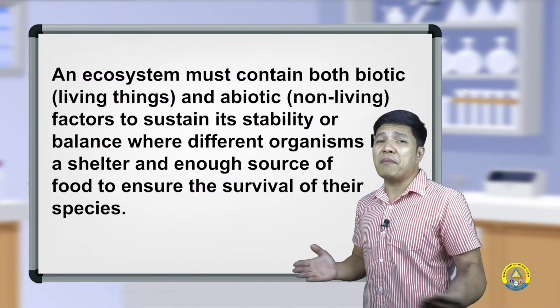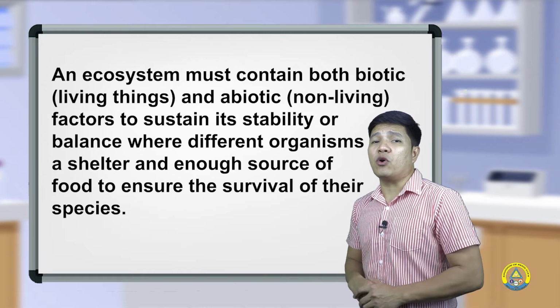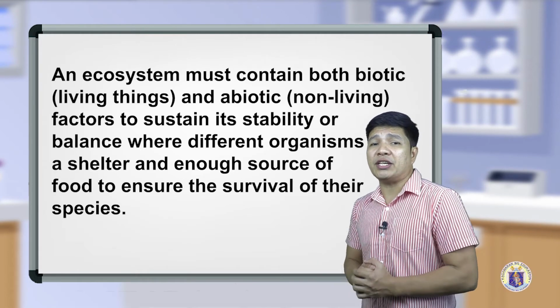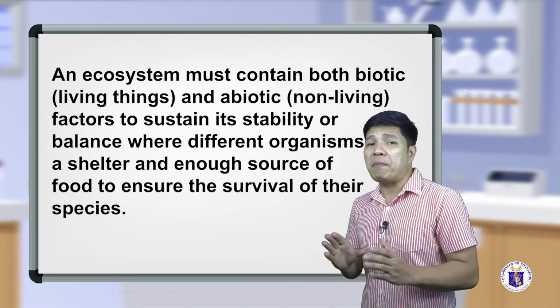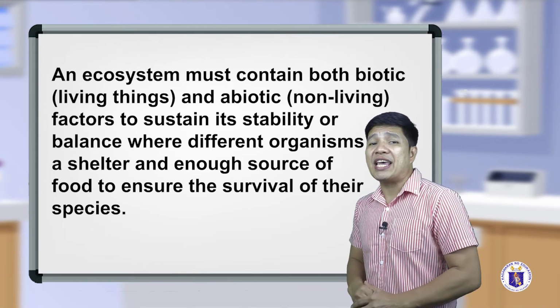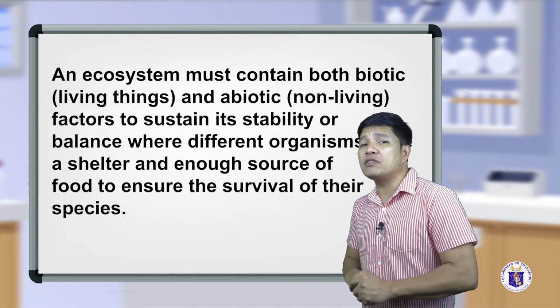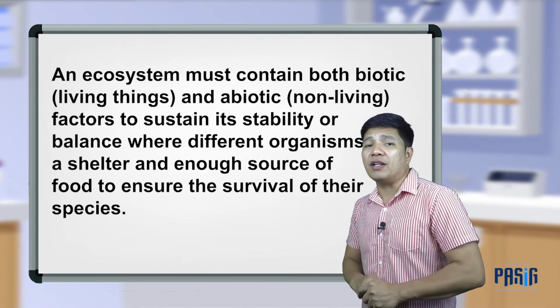An ecosystem must contain both biotic or living things and abiotic or non-living factors to sustain its stability or balance, where different organisms have shelter and enough source of food to ensure the survival of their species. But how does this interaction between biotic and abiotic factors help maintain the balance in the ecosystem? How does the transfer of energy take place?